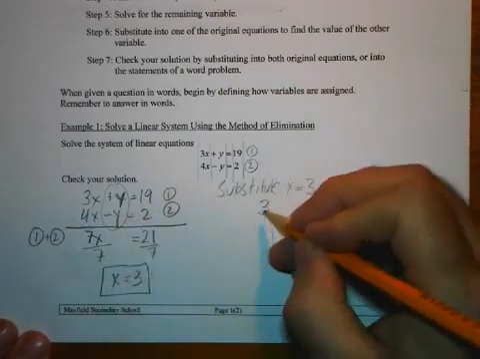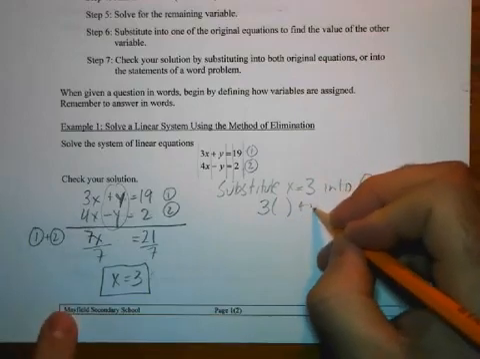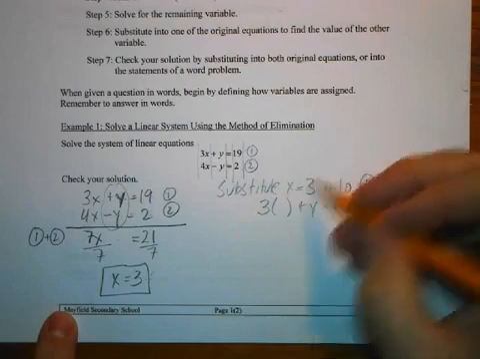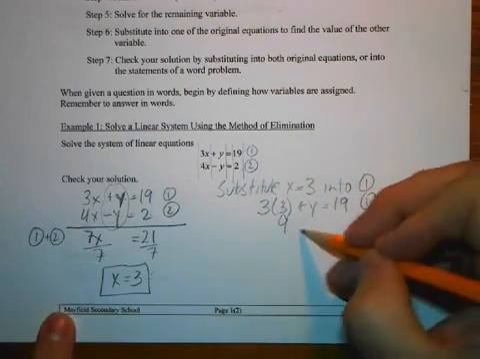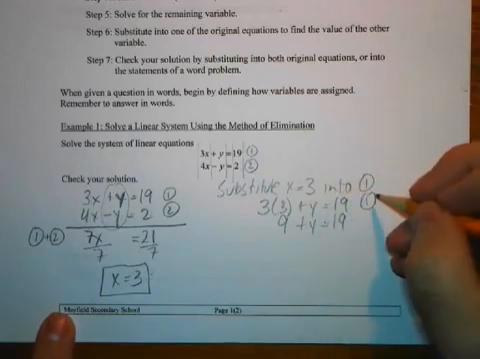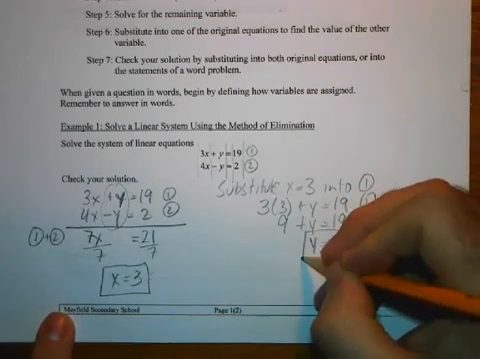So I've got 3, and I got my x there, plus y equals 19. That was equation 1. And now where the x was, I change it to a 3. I've got 9 plus y equals 19. And then subtract 9 from both sides, I get y equals 10.